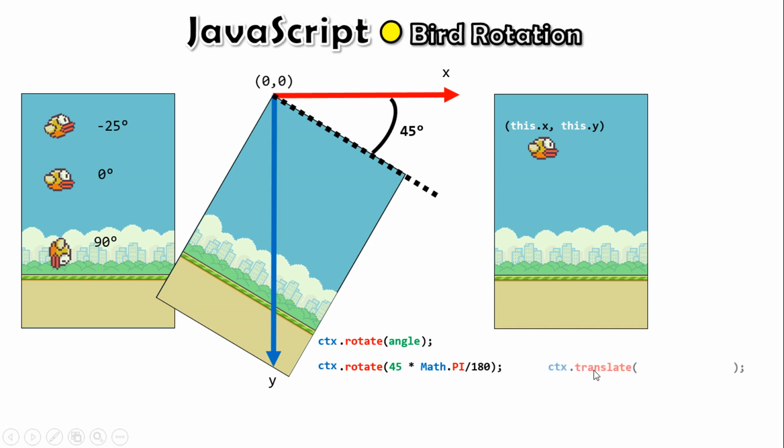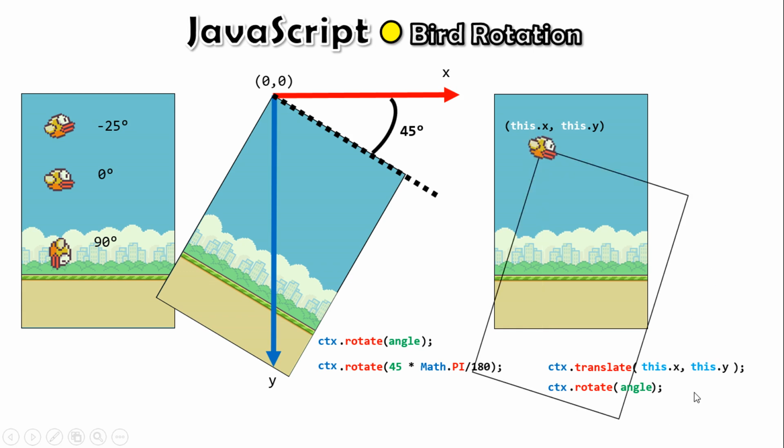For that, I will use the translate method. So I'm gonna translate the origin from here to the x and y position of the bird. So I'm gonna say context.translate to this.x and this.y, the x and y position of the bird. So it's like taking the whole canvas to this place here. Then I will say context.rotate by an angle, and this will rotate our bird. And of course, this will go just at the top of where we draw our bird.